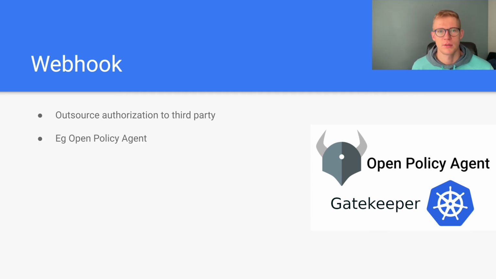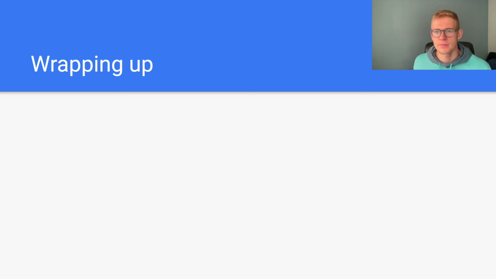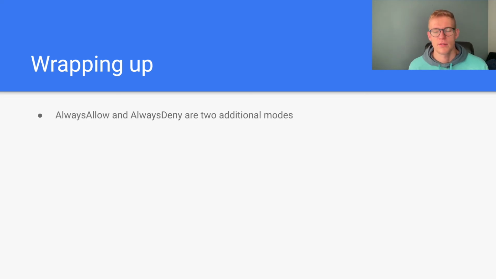One example, which is quite popular, is Open Policy Agent. As I was saying, we will send the user and the requested resource or operation to OPA, and then OPA decides to allow or deny the request. So wrapping up, there are 2 additional authorization modes that we can use. These are always allow or always deny, kind of self-explanatory in terms of what they do. It is in the name.